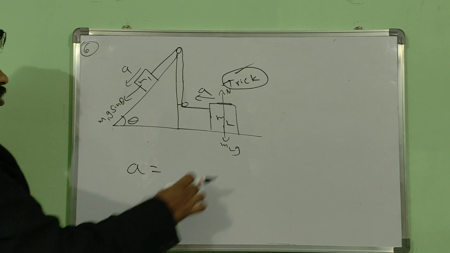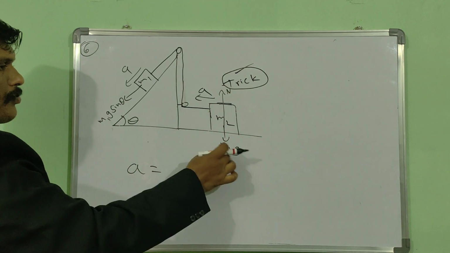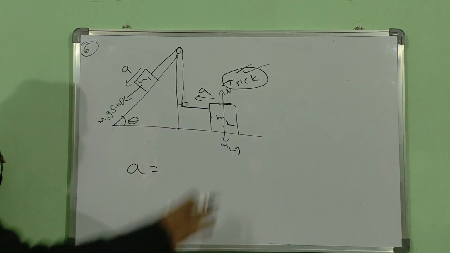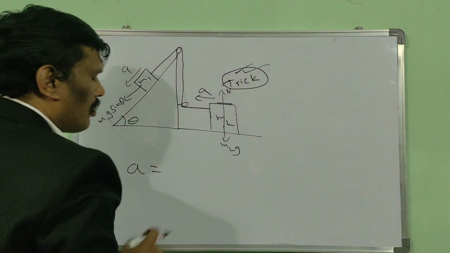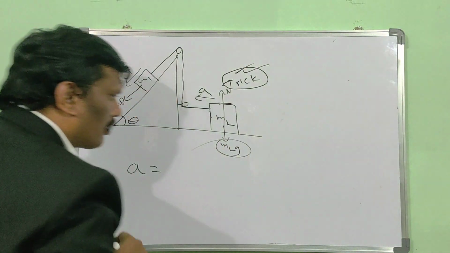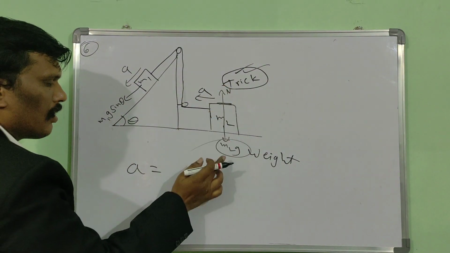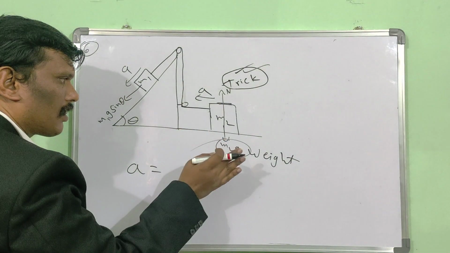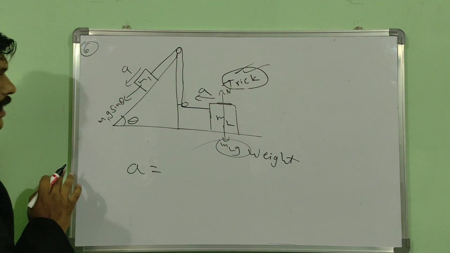So m2g is balanced by the normal force. That is the trick I am going to use. Simple logic: leave this weight, because m2g is balanced by the normal force. Both are equal and opposite, cancel each other, so leave it. By using the trick, what is the total net force acting on the system?